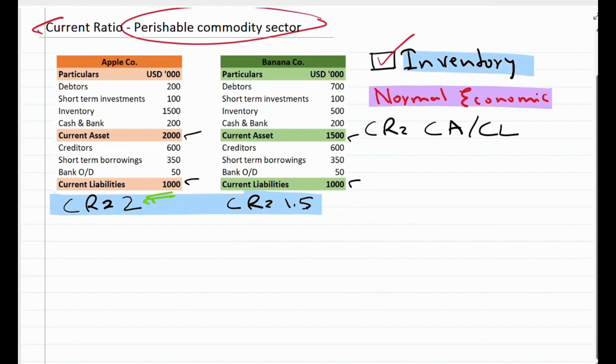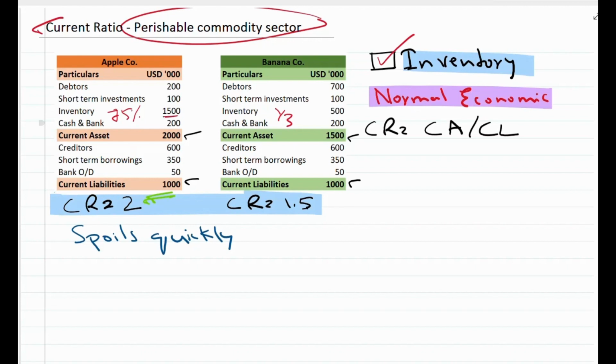Inventory for Apple is 75%, and inventory for banana is just one third. How important is this, and what impact does it have in the perishable sector? The inventory, the finished goods, or whatever you call it, will spoil very quickly. So you need to sell them fast. You cannot sit on your inventory.